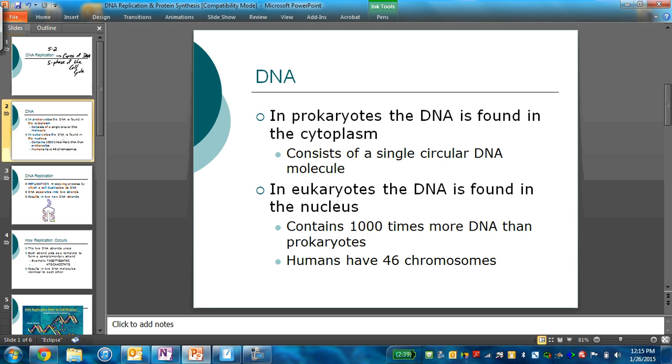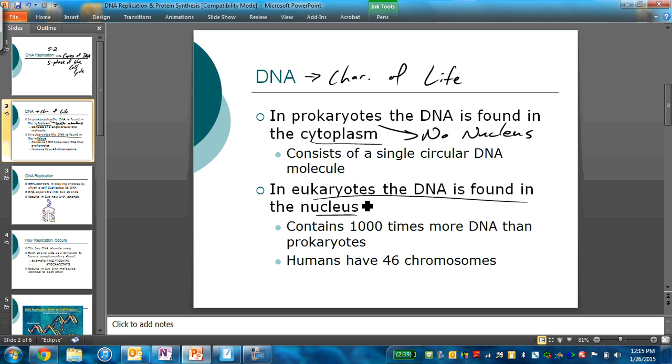Okay, first we're going to look at DNA. DNA is in every organism. Remember, the fact that an organism had DNA was a characteristic of life. In prokaryotes, the DNA is found in the cytoplasm because there's no nucleus. But in eukaryotes, it is found in the nucleus, okay?